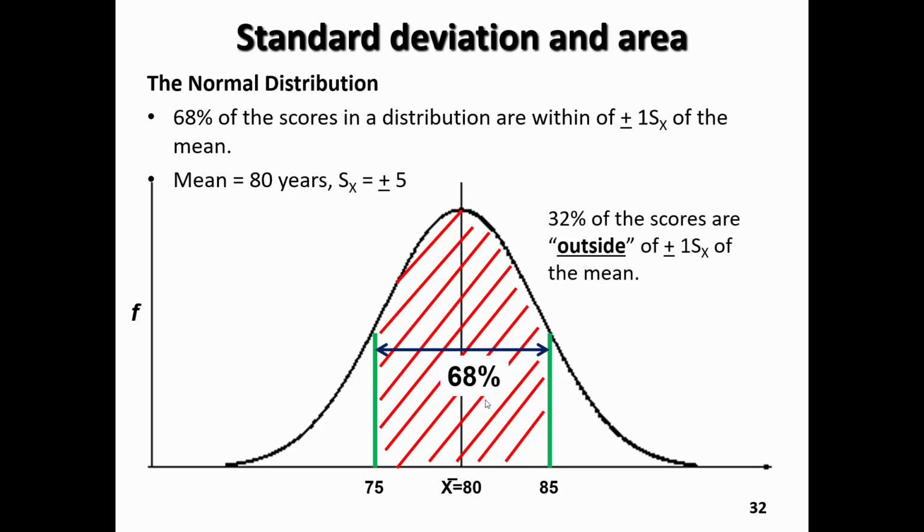Now that means approximately 32% of the scores lie outside of plus minus one standard deviation of the mean in the tails. So we have a smaller number of the sample that are younger than 75 and a relatively smaller sample that are older than 85.